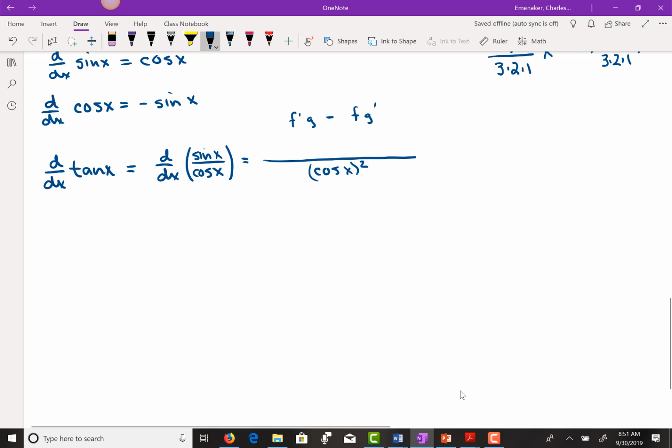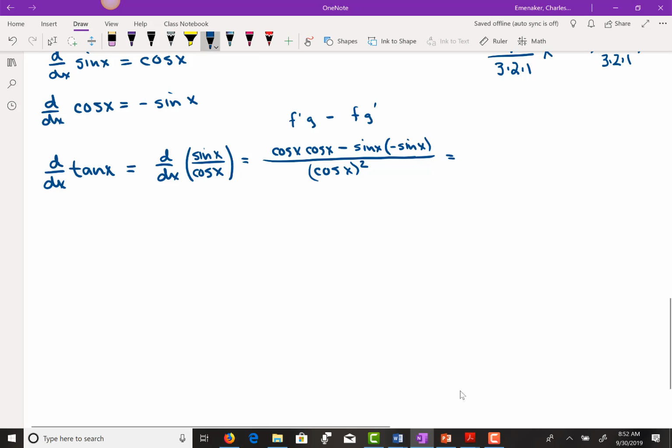Okay, f prime. What are we taking the derivative of here in the first term? Sine or cosine? Sine. The derivative of sine is cosine, times g is cosine. Minus. Then it says, copy down what f is. Well, that's pretty easy. That's sine. And then take the derivative of the denominator. What's the derivative of cosine? It's negative sine. Negative the sine of x. Everybody okay so far?